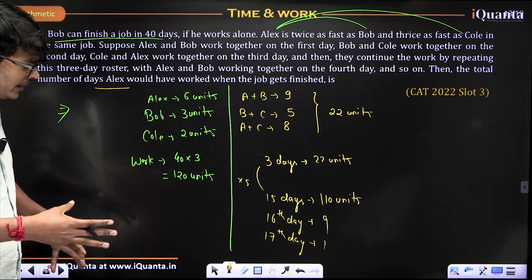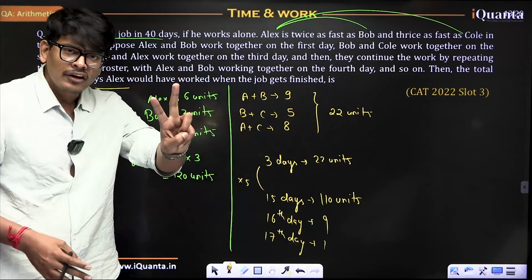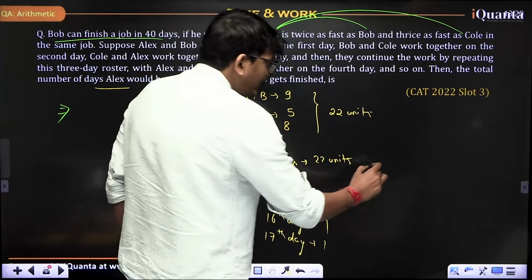If you observe carefully, in every 3 days, in the first 3 days, Alex is working for 2 days. So in 15 days, Alex must be working for 10 days.